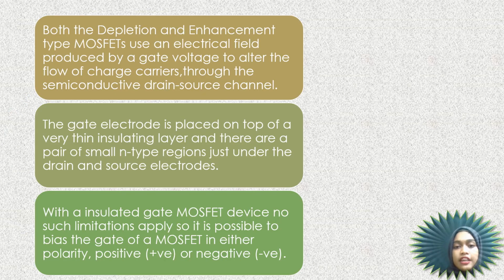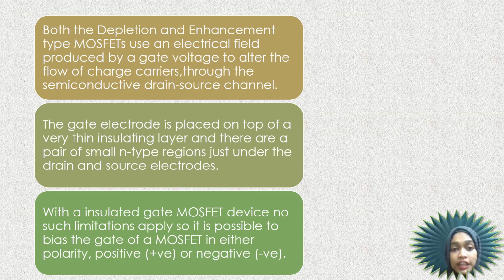The enhancement and depletion type MOSFET use an electrical field produced by a gate voltage to alter the flow of a charge carrier, electron for N-channel or hole for P-channel, through this semiconductive drain-source channel. The gate electrode is placed onto a very thin insulating layer, and there are a pair of small N-type regions just under the drain and the source electrode.